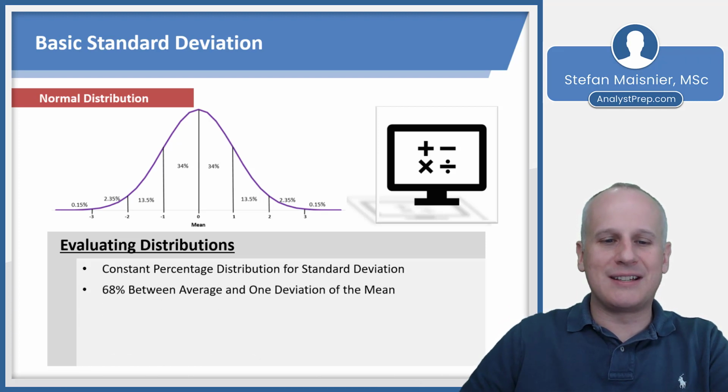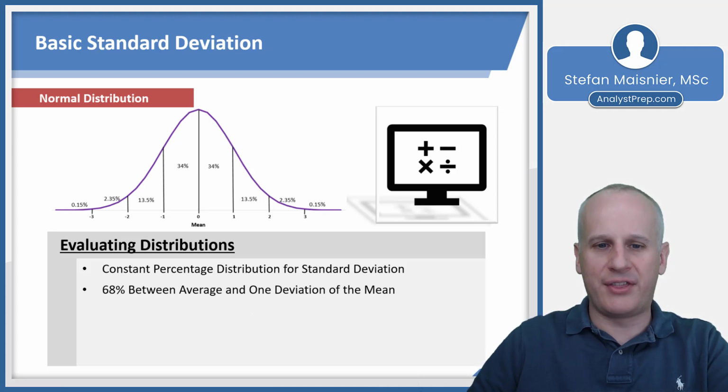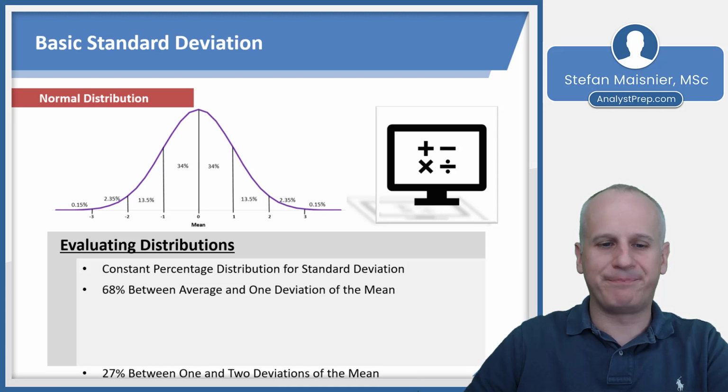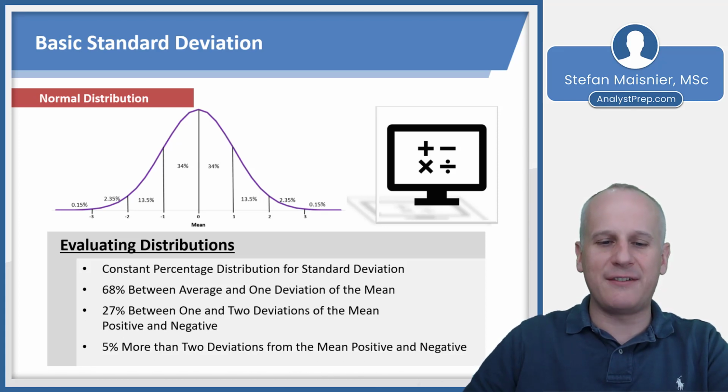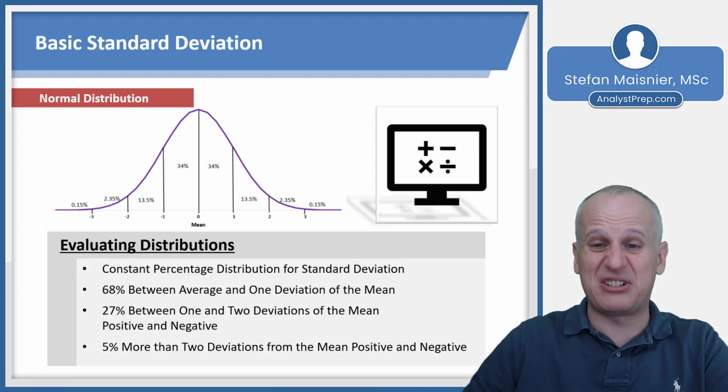And you can see that there is 68% of the distribution between one deviation of the mean on either side of that mean. So 34 plus 34. There's a 27% distribution between one and two deviations of the mean, positive and negative. And there is 5% more than two deviations from the mean, above the mean, and below the mean. This is just the distribution.